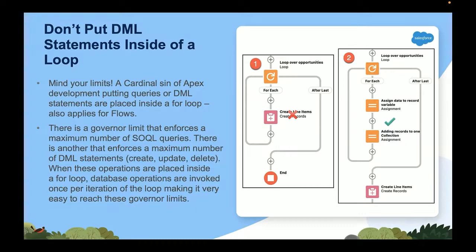Now, how do you overcome such limits? If you look at screenshot 2, where it says assign data to a record variable, I create a record variable, assigning all my data there, holding the data in the record variable. And in the next assignment, I'm adding such variables into the record collection. So holding all the data, if there are 150, 160, it doesn't matter.